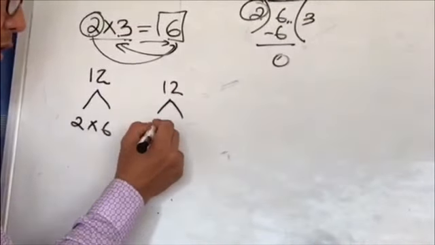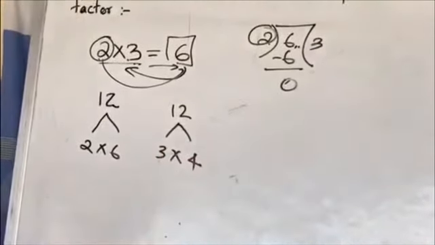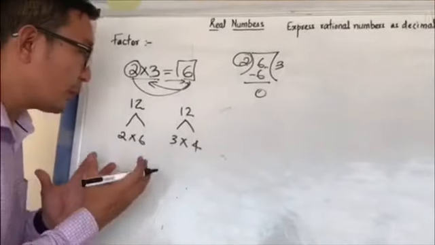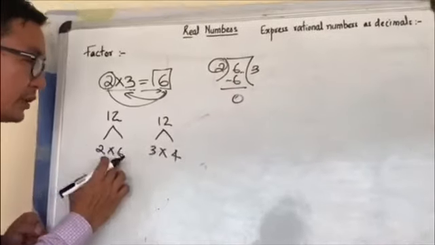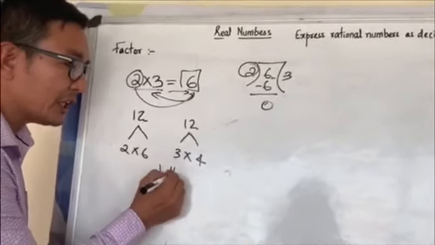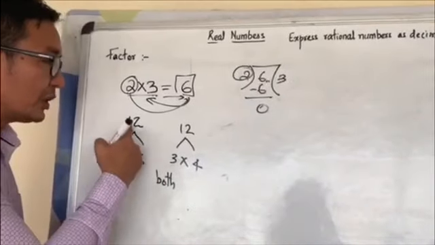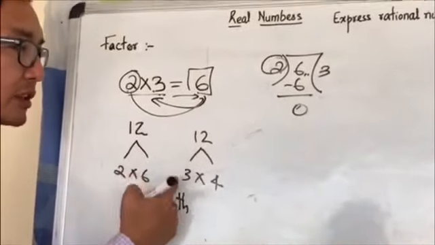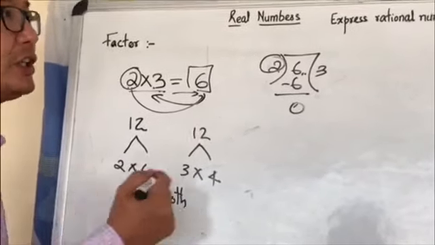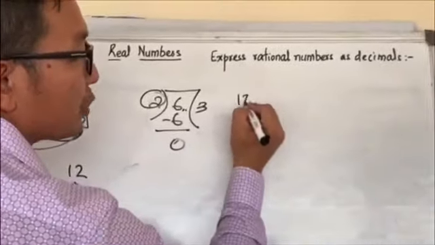Both are right. 6 2s are 12, 3 4s are 12, 4 3s are 12. These are factors. Umbrella number 12 give factors.